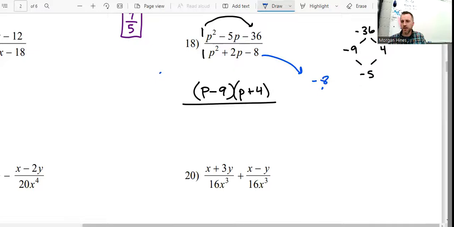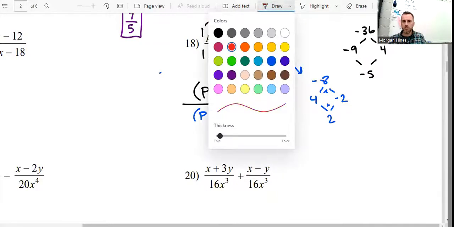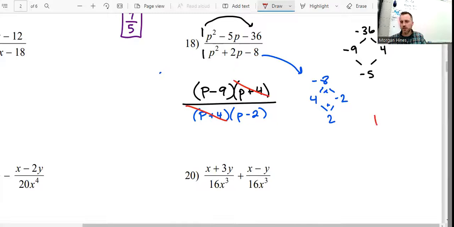So we need factors of -8 that add up to +2, 4 and -2. So for p plus 4, p minus 2, and your p plus 4s cancel out, divide out, they leave us p minus 9 over p minus 2. P's don't divide out here because you have to take the whole term. You can't just divide p by p. P is supposed to also be divided by this -2. So you can't just do part of that. You got to do the whole thing. So that's the simplified version.